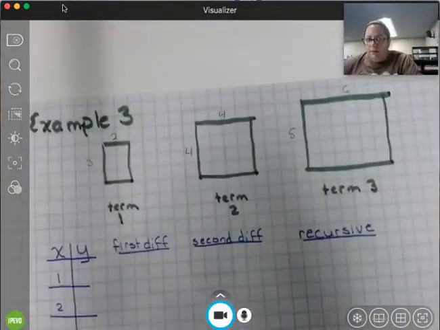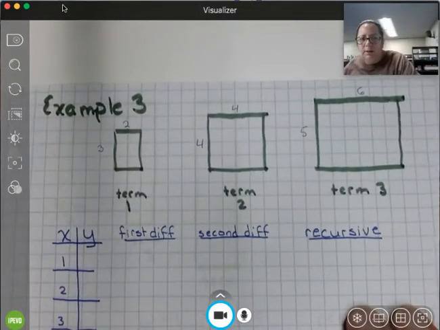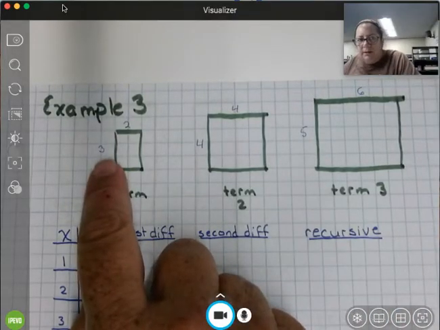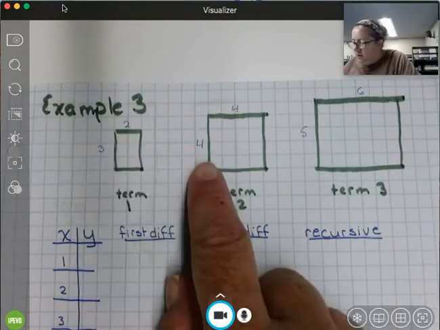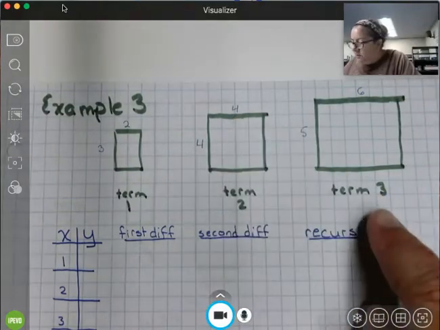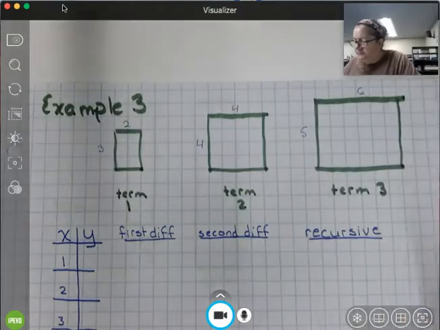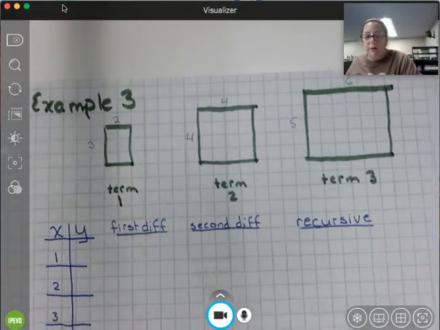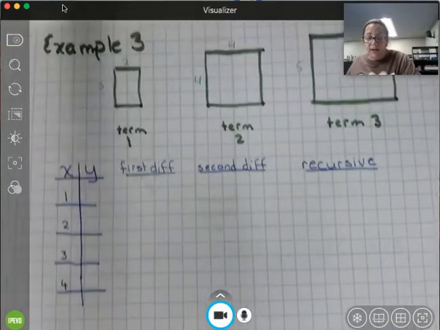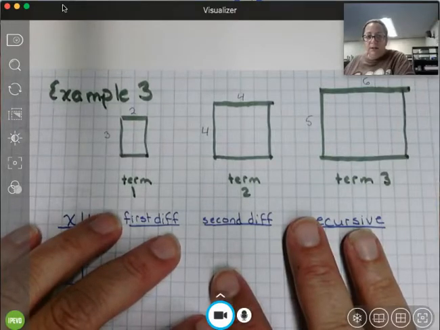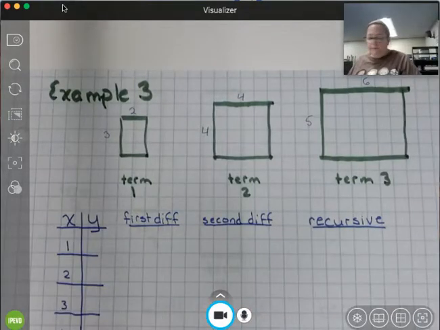I'll give you a second to copy this down, and I'll go ahead and tell you what it is in case it's hard to see on your screen. I have term 1, 2, and 3. Term 1 is a rectangle that has 3 on this side and 2 on top. Term 2 is actually a square, a 4 by 4. And term 3 is a rectangle that's 5 by 6. We're looking for the first difference, second difference, and recursive, and then we're going to work on the explicit right after that. So I'd like you to pause the video and get these solutions, and then come back and show me what you got.